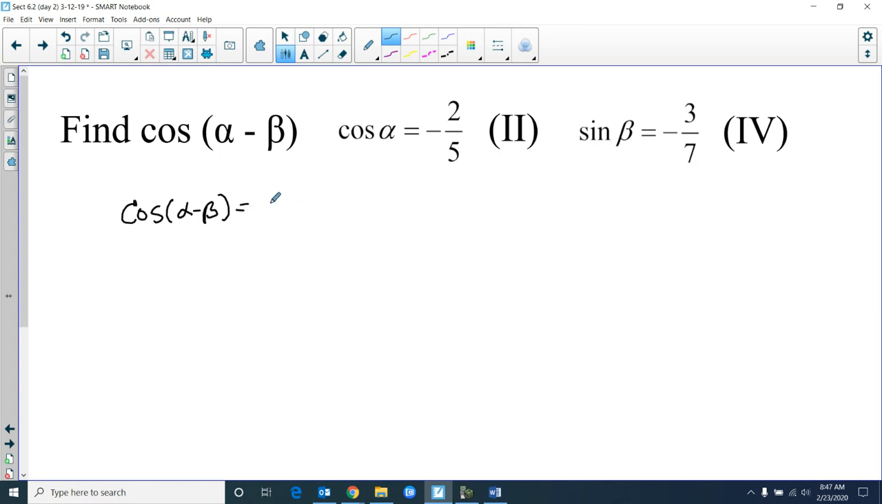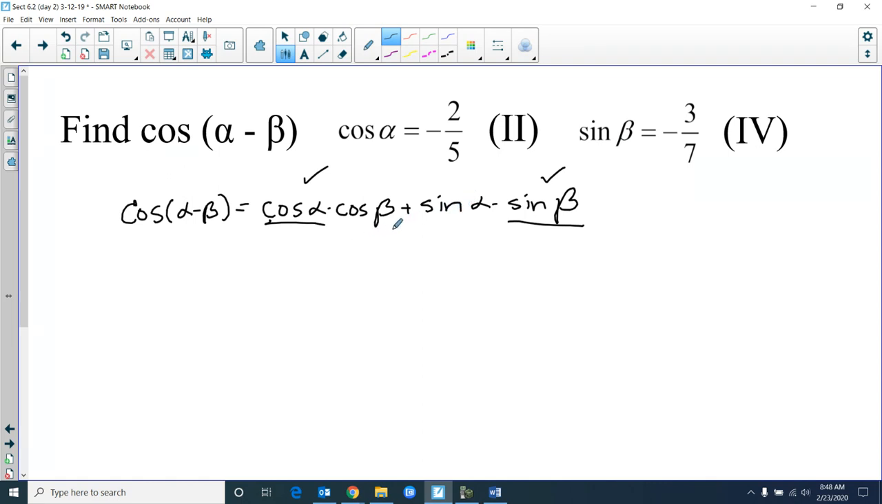That is going to be cosine of the first angle times cosine of the second angle plus sine of the first angle times sine of the second angle. All right, well, what do we know here? I know cosine of alpha is negative 2/5. I know sine of beta is negative 3/7. I need to figure out cosine of beta. I need to figure out sine of alpha.